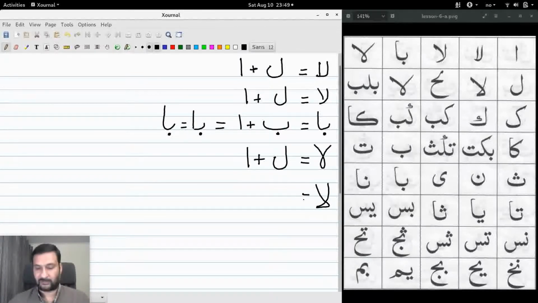I don't have that special pen which is used to write these letters and words on the right. These are special nib pens with a little slanting cut on the nib. I have this single digital pen, and in this software I don't have that feature of using that kind of nib, so I'm restricted. So this is lam alif, and it's just made up of lam and alif. That's it.